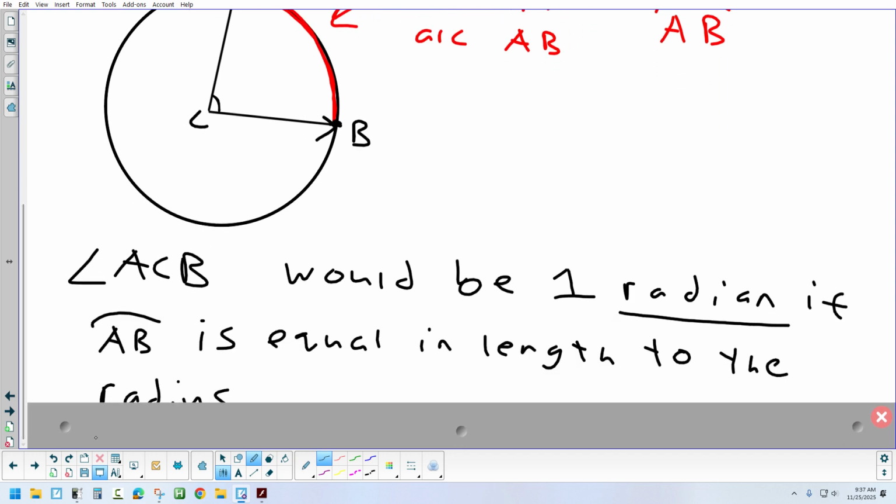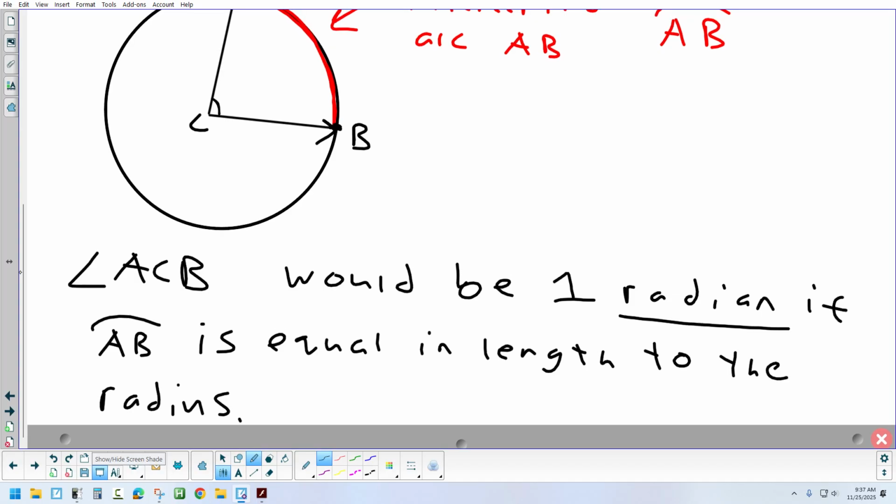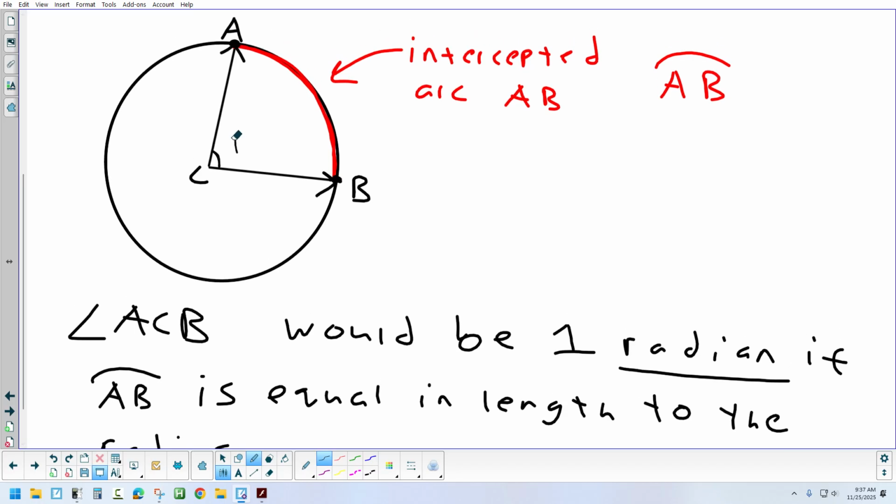if the following happens. The length of the arc in red comes out exactly the same as the length of the radius. So that's a special connection between the length of that arc and the size of the radius. If this angle is 1 radian, and you measure that, and then you measure that, they would come out the same.